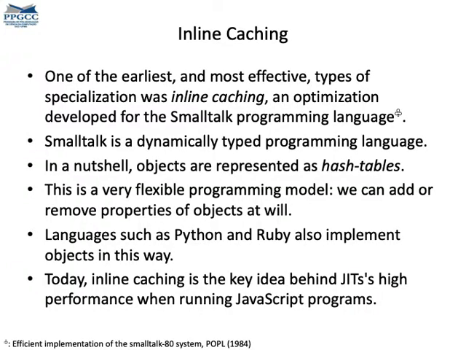Perhaps the most well-known form of speculation in JIT compilers comes from the notion of an inline cache. Inline caches are used in languages that represent objects like hash tables mostly. The goal of this optimization is to avoid the cost of searching for a method in a table.